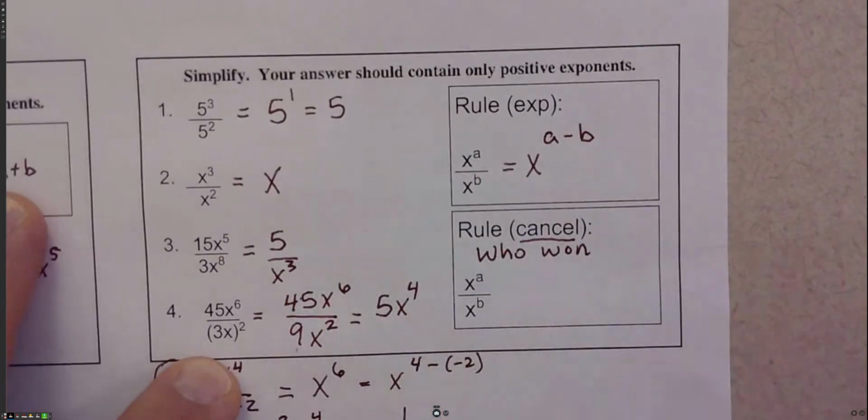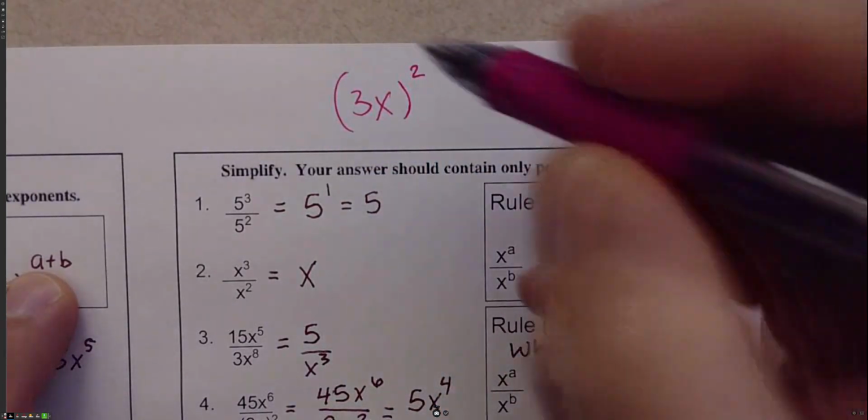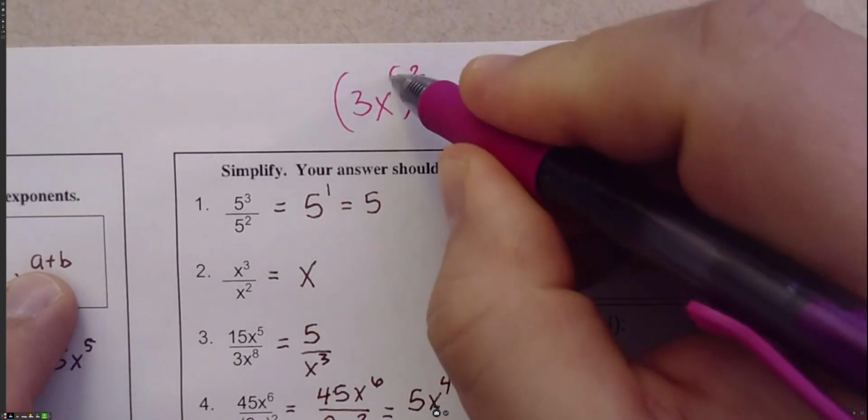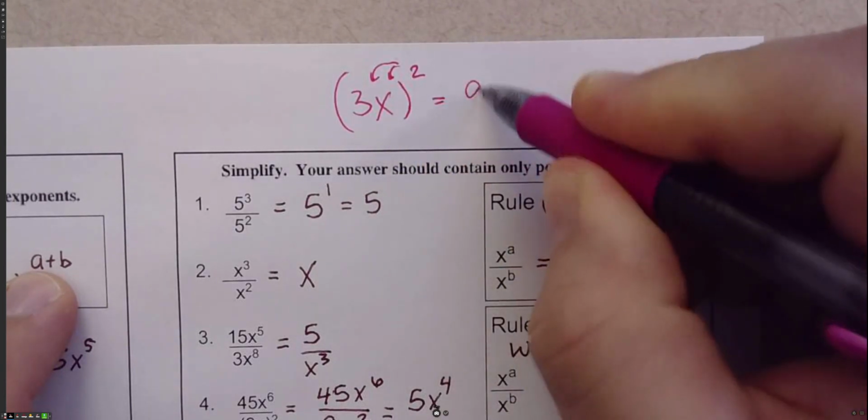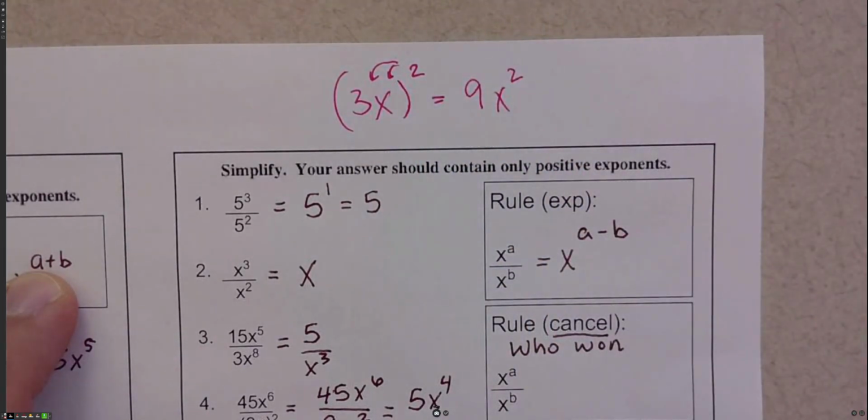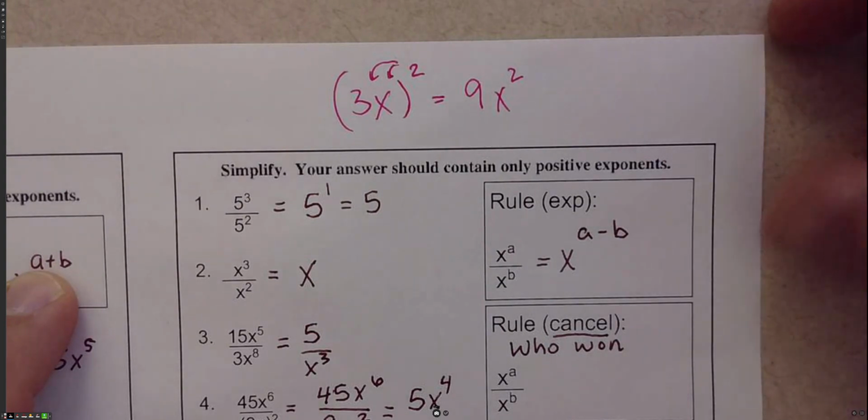One other little thing, and maybe we could write this up here. It's not really a rule, but when we have an exponent on the outside, that exponent goes to both things, and we'll turn it into more like 9x squared. Okay. So what are we going to learn new today?